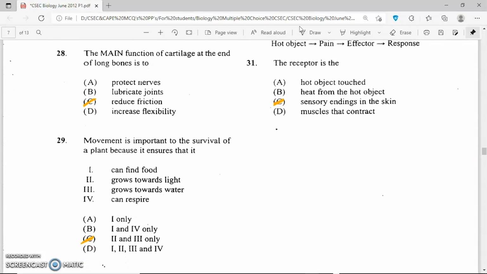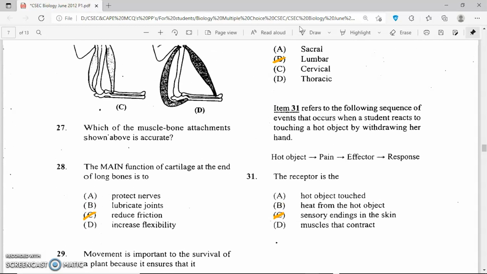Number 29. Movement is important to the survival of a plant because it ensures that it can find food, grows towards light, grows towards water, and can respire. Plant shoots grow towards light, and plant roots grow towards water and gravity. So 2 and 3 are the answers, so that would be C. Good. So 29 is C.